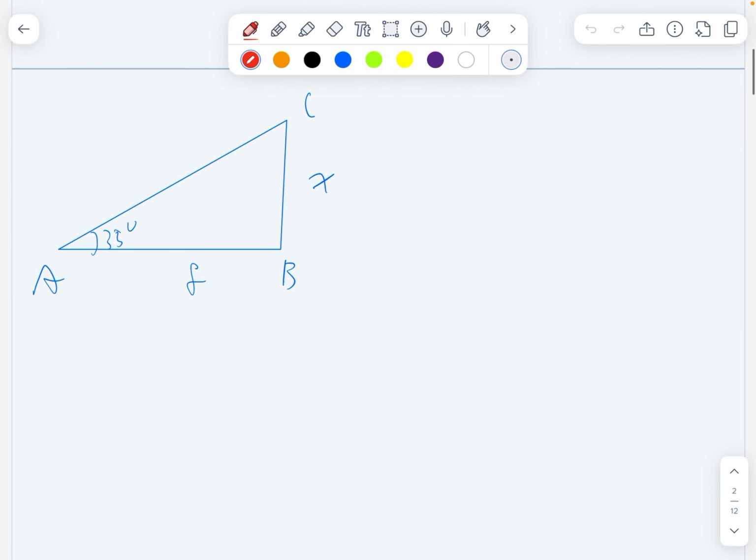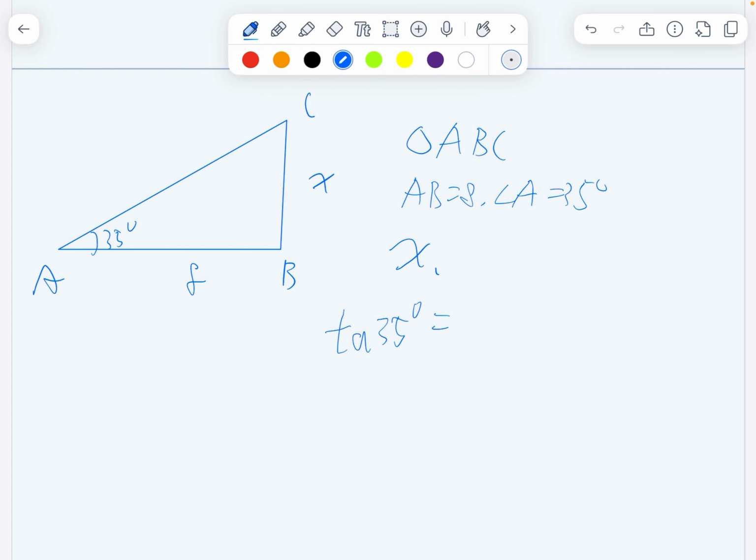Okay, let's see the first example. There is a triangle called ABC, and AB equals 8 and the angle equals 35 degrees. We must solve for x. So how do we do this type of question? We can directly write tan 35 degrees equals x over 8. So naturally x equals 8 times tangent 35 degrees.